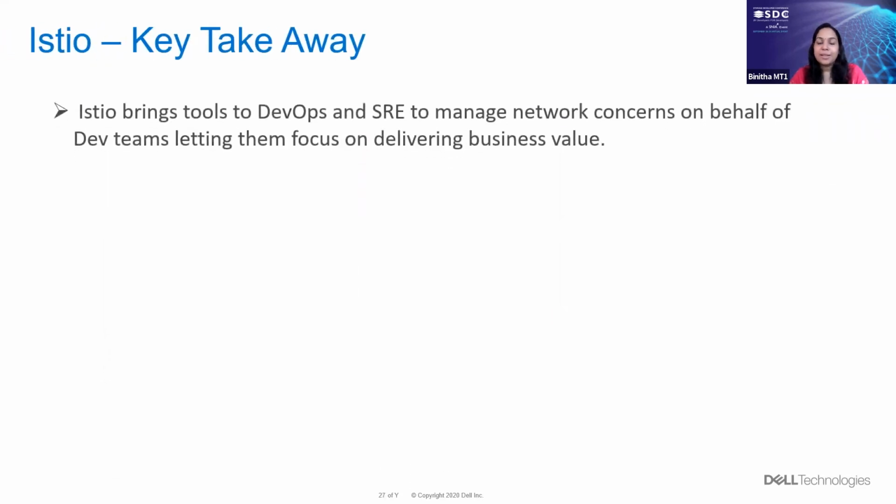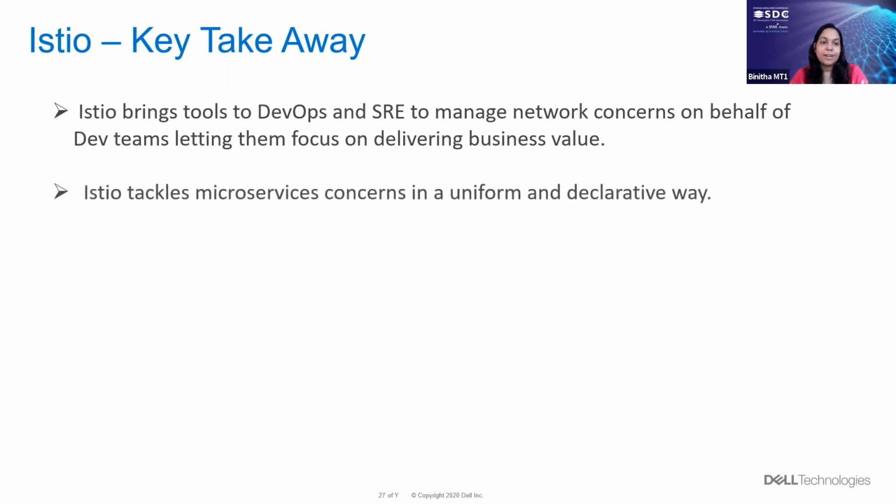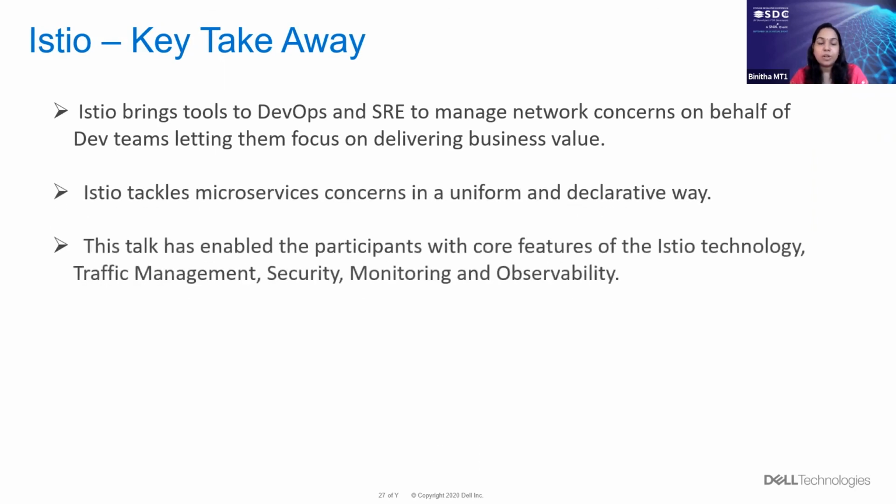So that brings us to the end of the session. Let's have a quick glance at the key takeaways. Istio brings tools to DevOps and SRE teams to manage network controls. It also helps dev teams, letting them focus on delivering business value. Istio tackles microservice concerns in a uniform and declarative way.